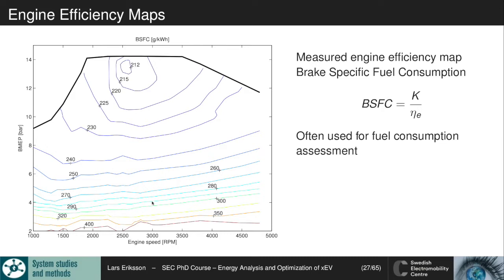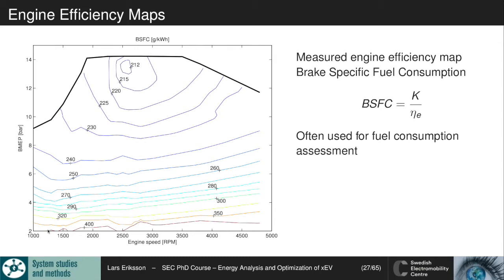But the general trend you should observe in most of these fuel consumption maps is a convex behavior of these lines of iso-efficiency, or iso brake-specific fuel consumption in this case. And this comes from engine friction, which has an engine speed dependence: friction increases with engine speed.